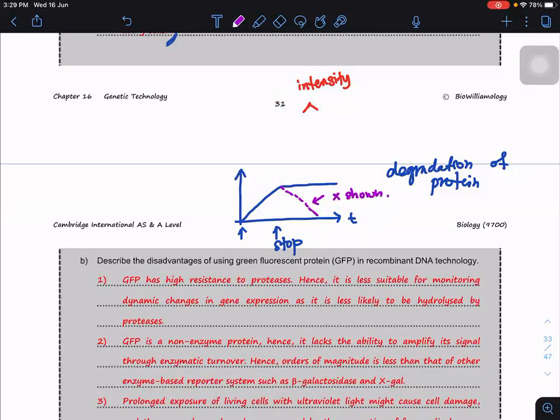Are you clear? It won't be shown already because it's very, very stable. It won't be degraded, so you can't use it to monitor the dynamic change in the gene expression. It means up and down, you won't be able to see it. For example, we want to see up, then down, express, not express. You won't be able to see this kind of graph anymore because the green fluorescent protein is very stable.